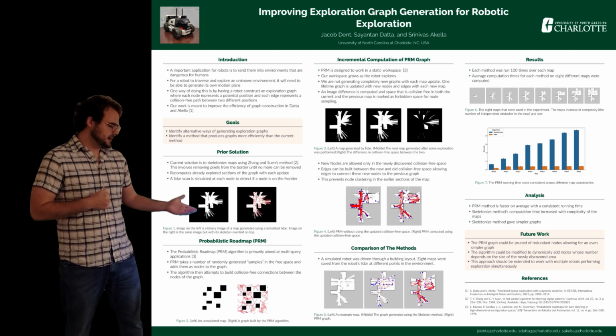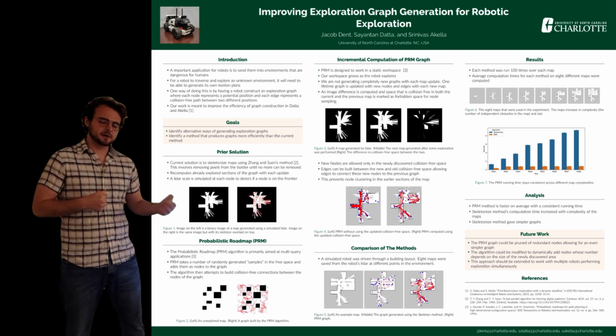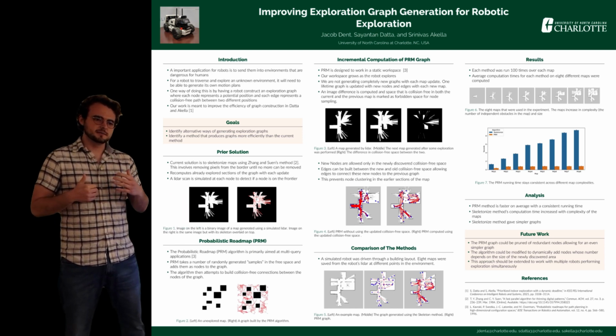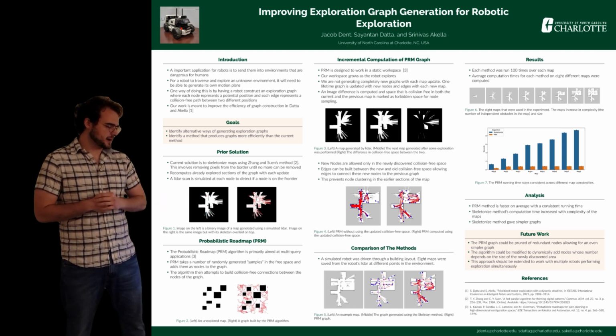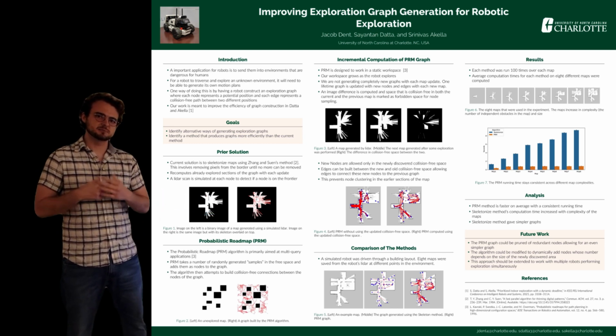The maps that PRM create, or the graphs that PRM create, are not only more efficient than the skeletonization process, but about comparable in usage. And by creating these graphs more efficiently, we can have the robot exploring quicker.